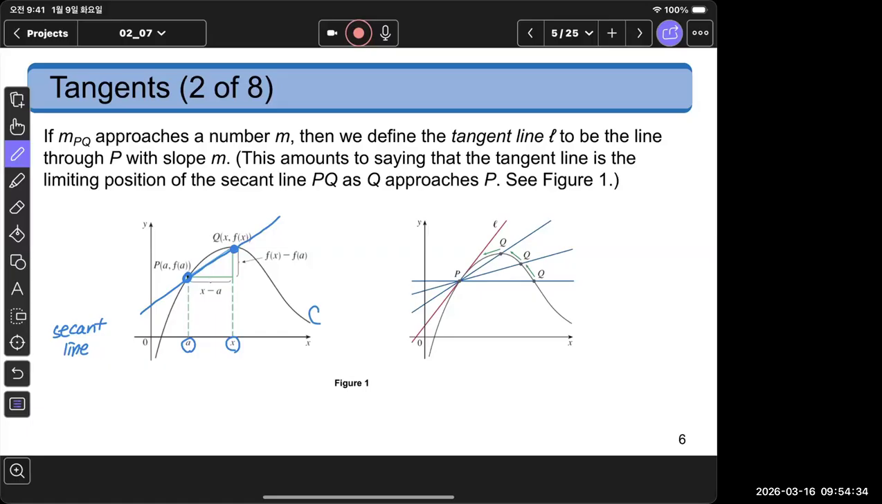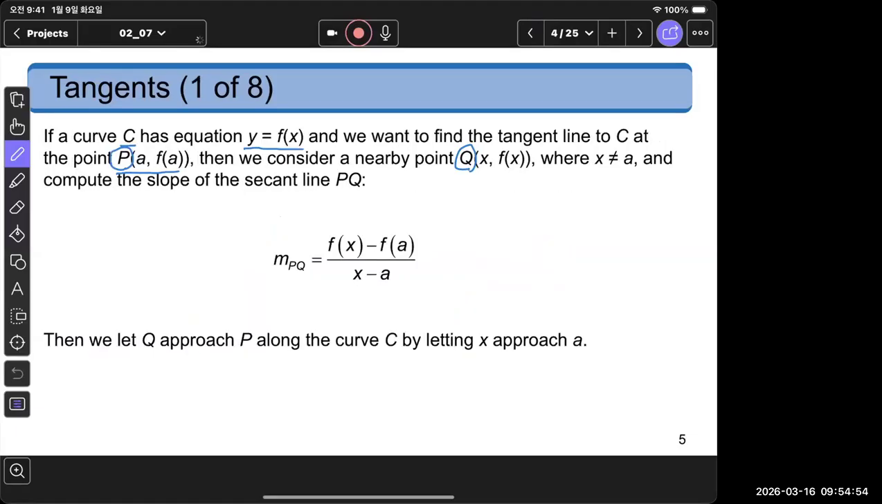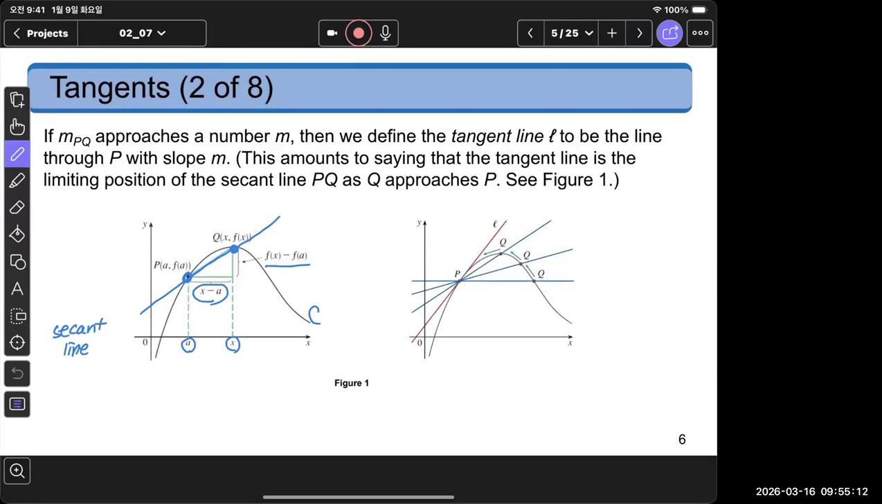And in high school days, we learned that the slope of this secant line can be obtained by dividing the difference between the function values at P and Q by the difference in x values, x minus a. So if you divide f of x minus f of a by x minus a, that will give you the slope of the secant line passing through these 2 points, P and Q. So that's what happens in figure 1 on the left.